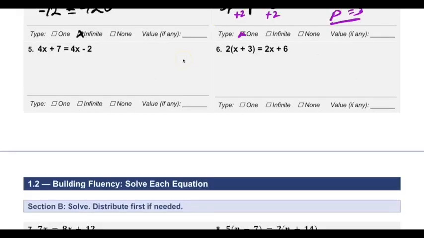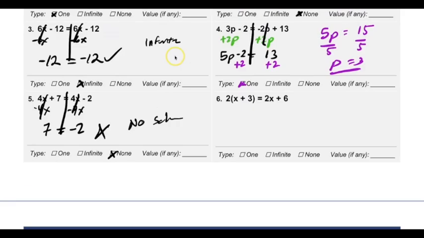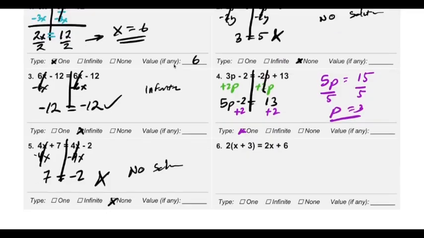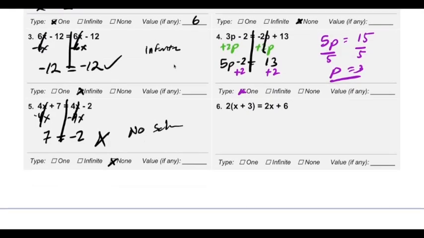This one down here, let's get rid of one of the variables. So minus 4x, minus 4x. They cancel out again. You get 7 equals negative 2. Not true, so no solution. I was supposed to put the answer. So this one has no solution, that one doesn't have any, and the answer there is 3.